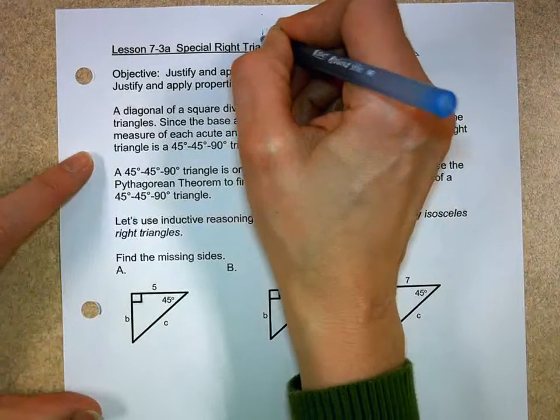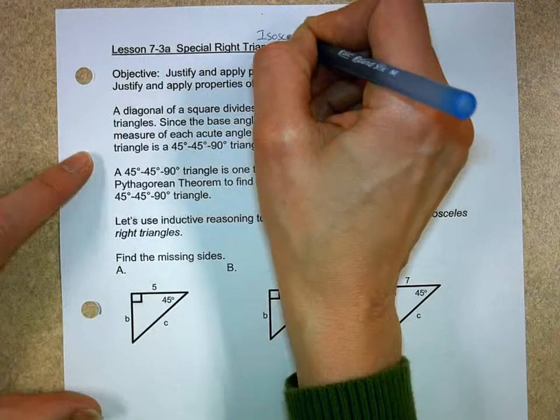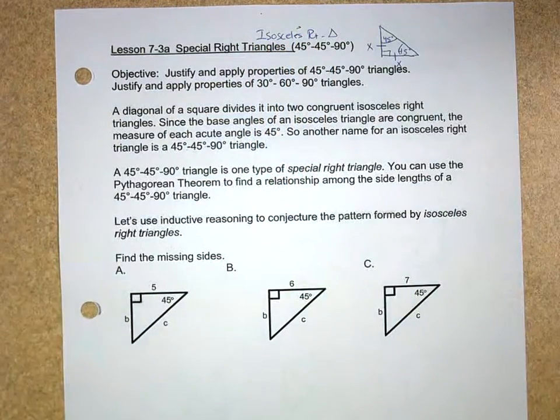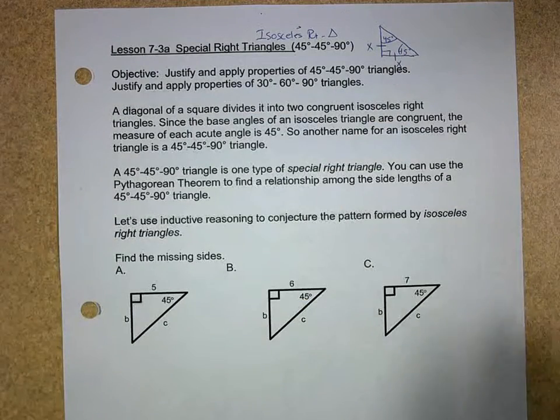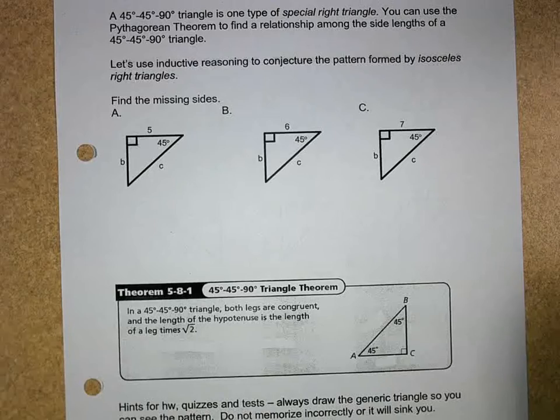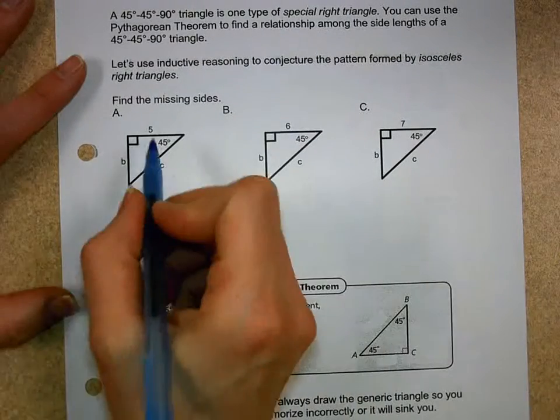And by the way, 45, 45, 90 and isosceles right triangle are interchangeable terms, so we know they mean exactly the same thing. So we're going to use this to kind of develop and use inductive reasoning, remember developing a pattern, to figure out the measures of sides. So here's our first one.